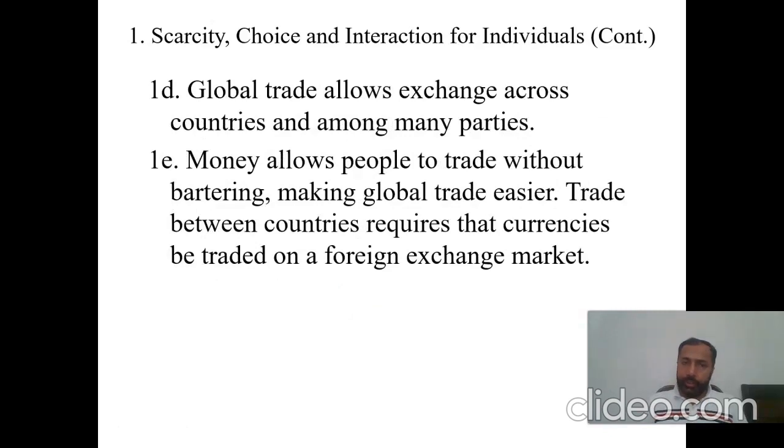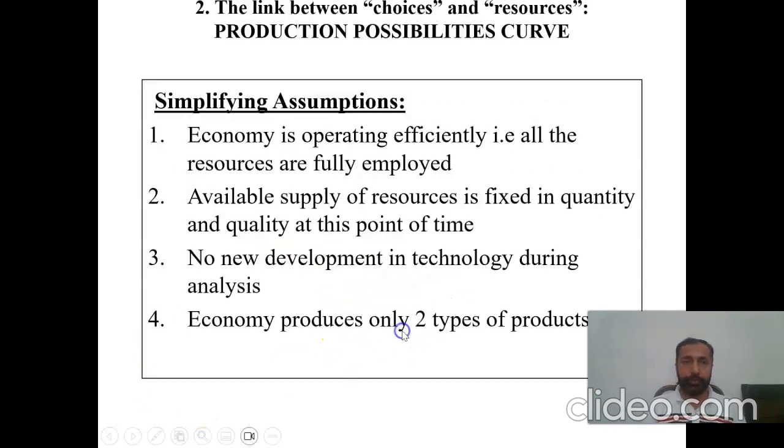Global trade allows exchange across countries and many parties in international trade, and this trade becomes easier when we bring the concept of money instead of barter trade. Money allows people to trade without bartering, because bartering means exchange of goods against goods. Making global trade easier, trade between countries requires that currencies be traded on a foreign exchange market so that the buyer in the international market can buy the currency from the foreign exchange market.